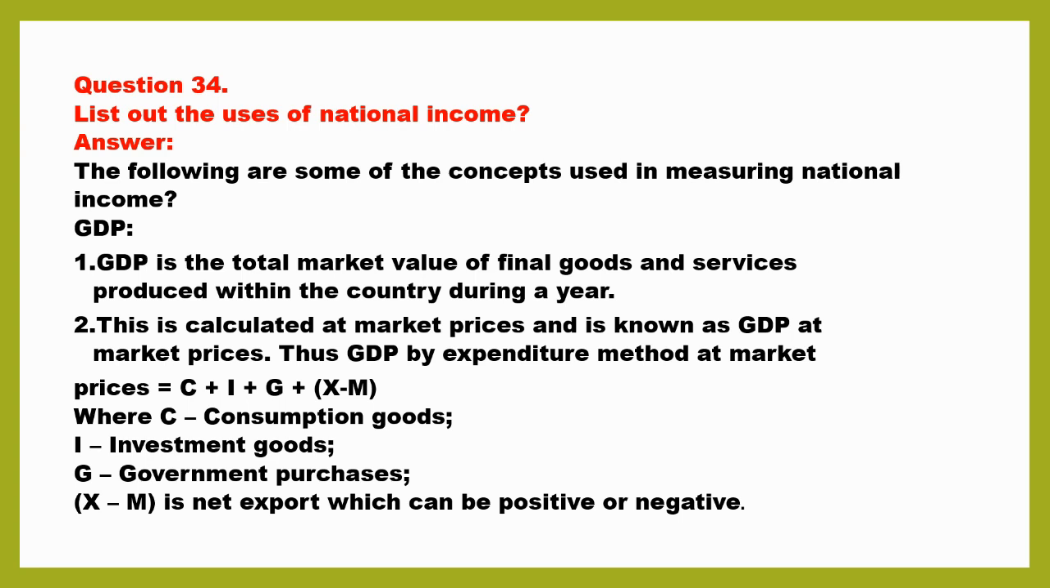So first one is GDP, the total value of final goods and services produced within the country during a year. So GDP is the total market value, gross value of final goods and services. This we have already discussed. This is calculated at a market price and it is also known as GDP at market price. I told you the difference between market price and factor price. GDP by expenditure method at market price is equal to consumption plus investment goods plus government purchase plus X minus M, which is net export, which can be positive or negative.